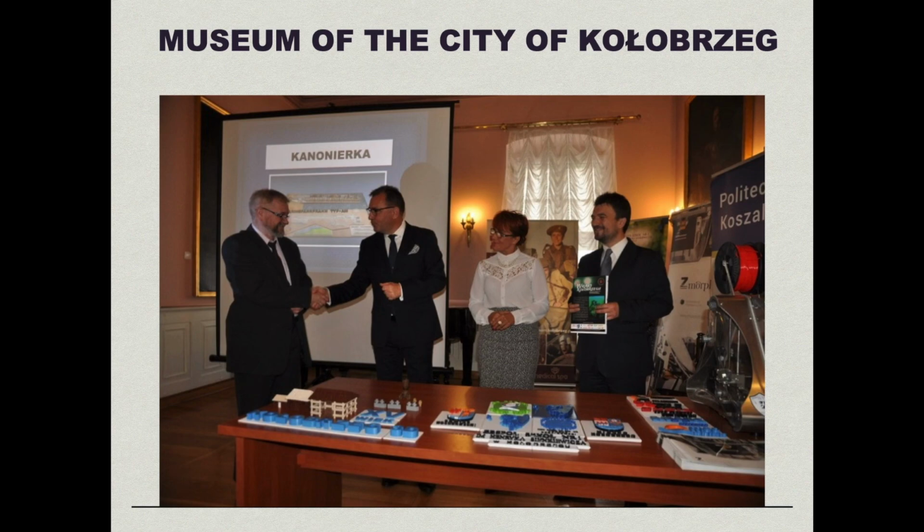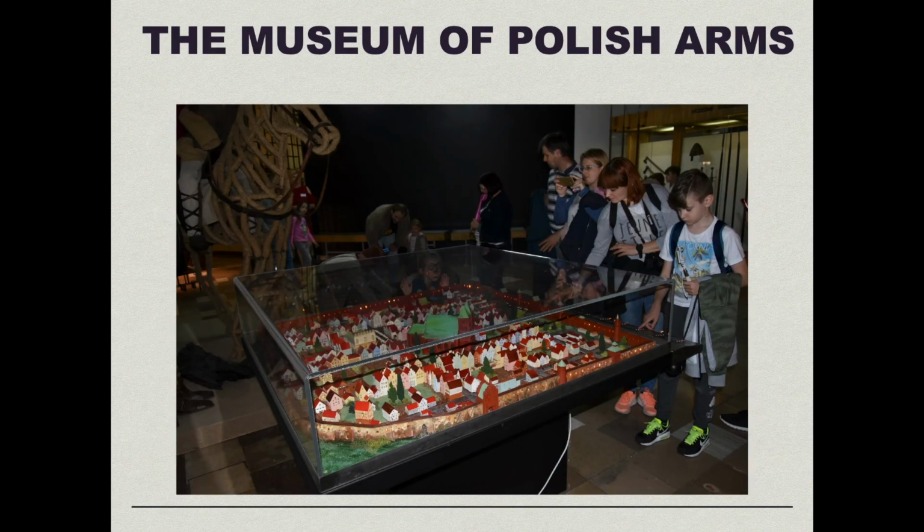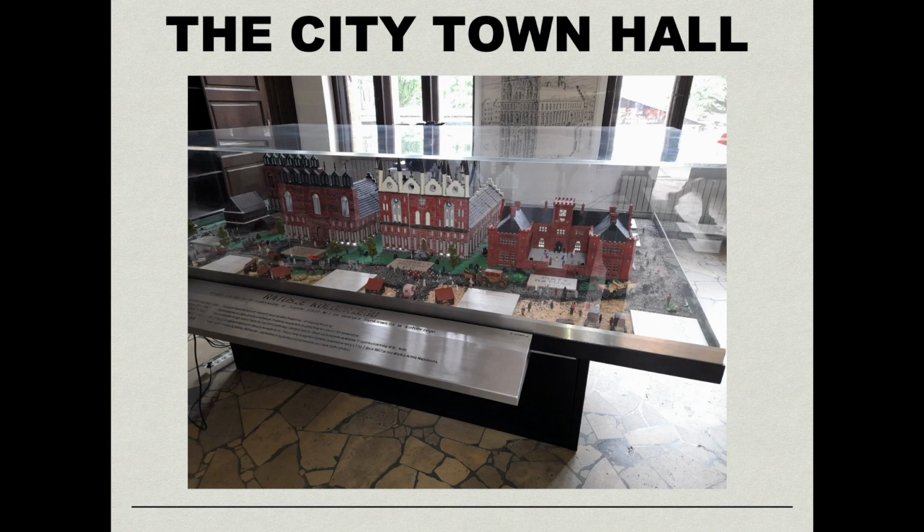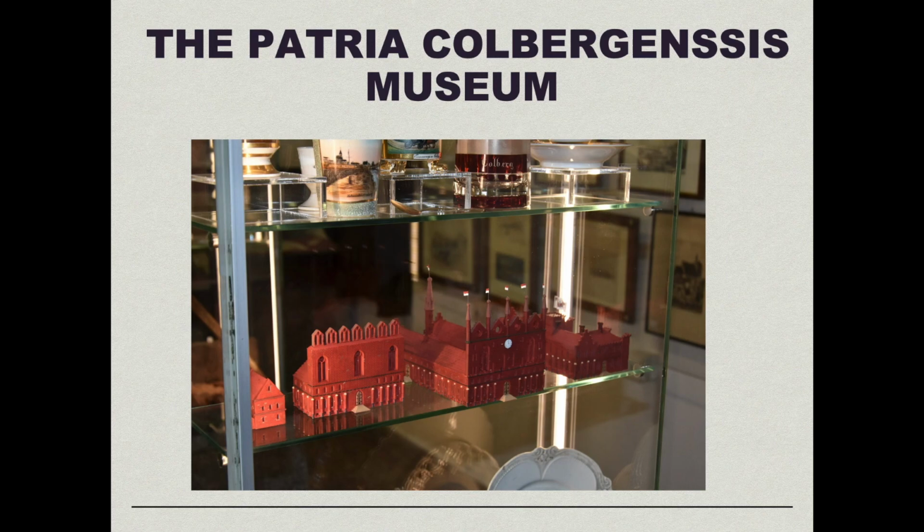The gunboat went to the museum of the city of Kolobrzeg. The fortress from the 15th century is in the Museum of Polish Arms. The model of Budzistowo can be seen at our school. Historical town halls are of course in the City Town Hall in Kolobrzeg and in the Patria Kolbergensis Museum, which is located in the basement of the town hall. There are miniatures of them.